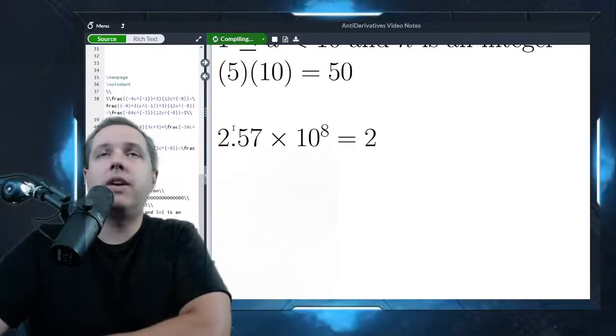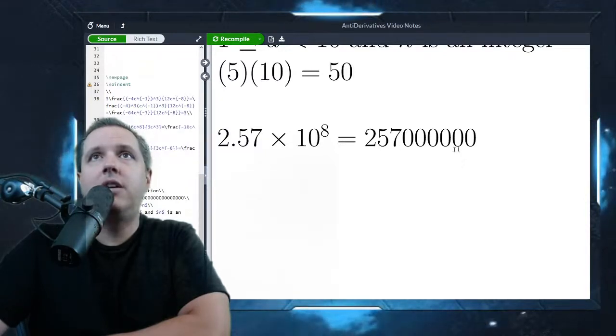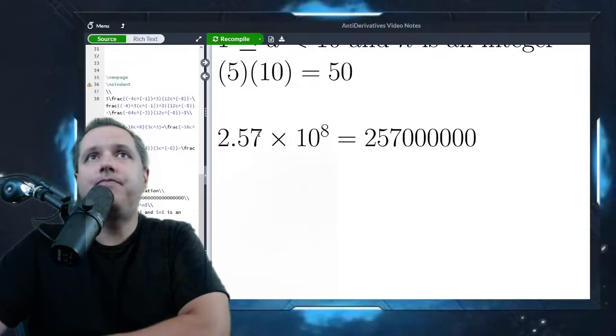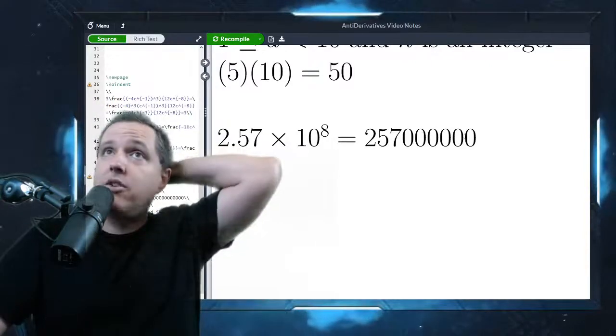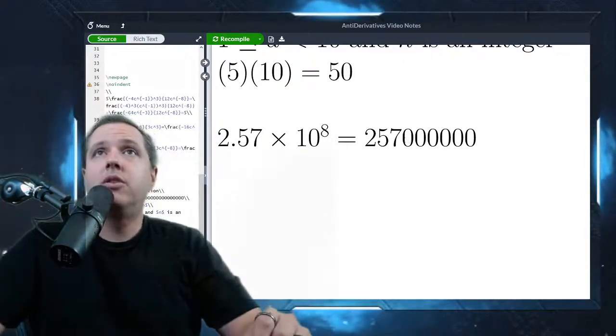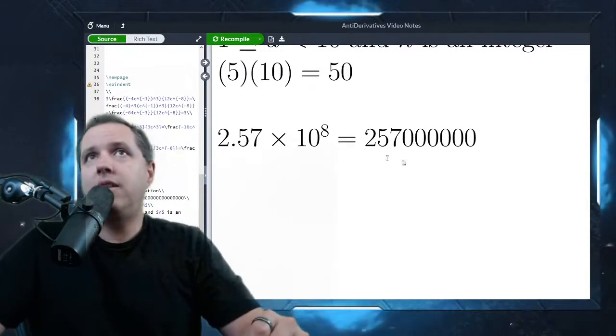Let's see if I got this right. The decimal was here, and we move it 1, 2, 3, 4, 5, 6, 7, 8. Move it 8 places. Okay? And then this is how you write that number in decimal form. This looks like 257 million. But it's written in this form that we're sort of used to, that we're comfortable with.